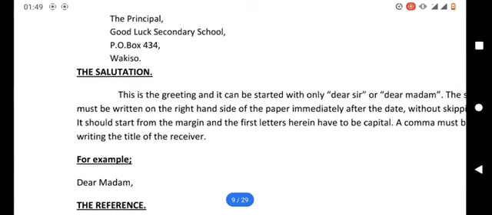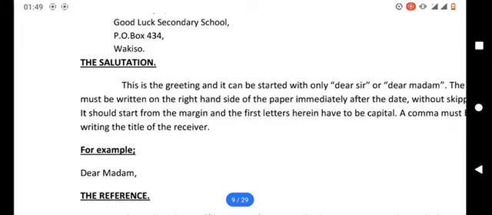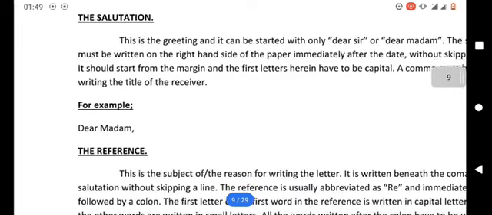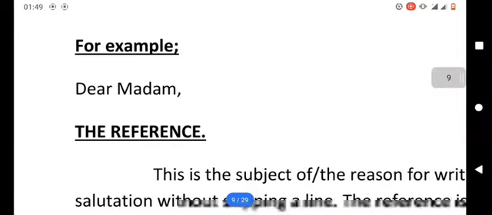You put a date where you are putting the place under the receiver's address. The date is important. However, after you put the date in the sender's address, it may not be important to include the date in the receiver's address. For example, here we have dear madam. It is punctuated with a comma.